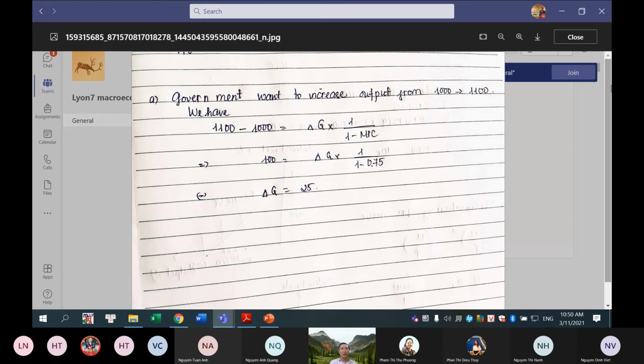Okay, if you do so, it means that you assume other things unchanged. Interest rate unchanged. But then you see when the government spending increases and output increases to 1,100, what happens to the interest rate? Higher or lower? Higher. Yes, exactly. When we consume more, we spend more. Interest rates should go up. But when interest rates go up, what happens to the investment spending? Investment spending would decrease.